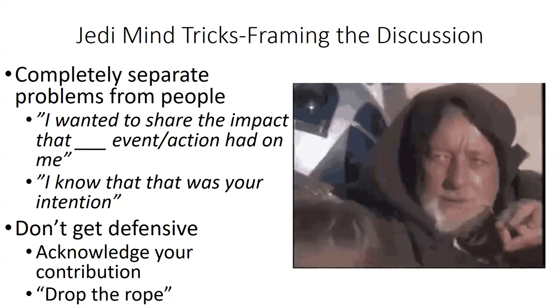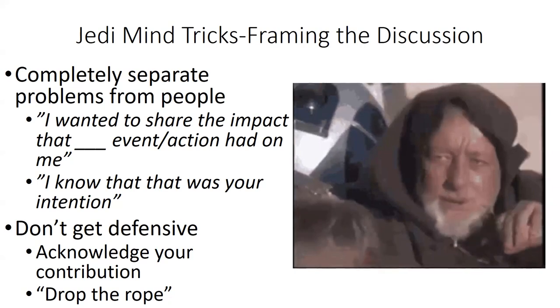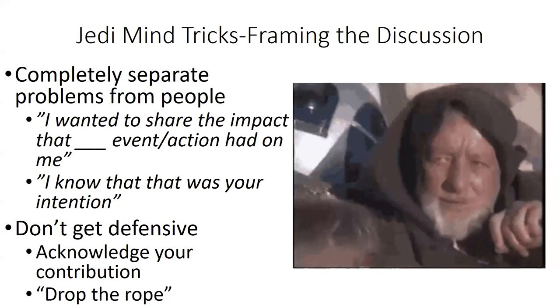Lastly is don't get defensive. We all contribute to conflict, so the sooner we acknowledge that, the better. There's this idea of drop the rope: if you feel like you're in a tug of war with another person, going back and forth and not getting anywhere, just drop the rope. Get on the other person's side and try to find a common goal. Acknowledge how you contribute to the conflict, and that will make a world of difference, because all of a sudden, instead of arguing about who's at fault, you're finding ways to move forward.